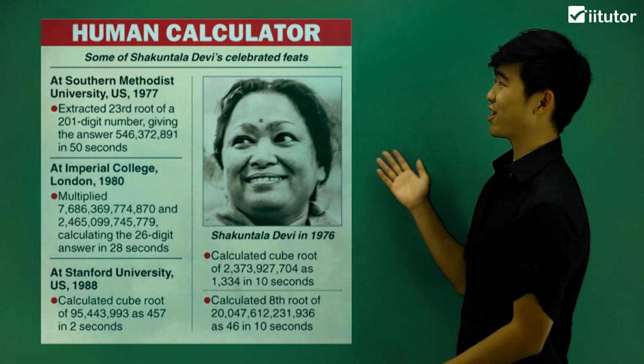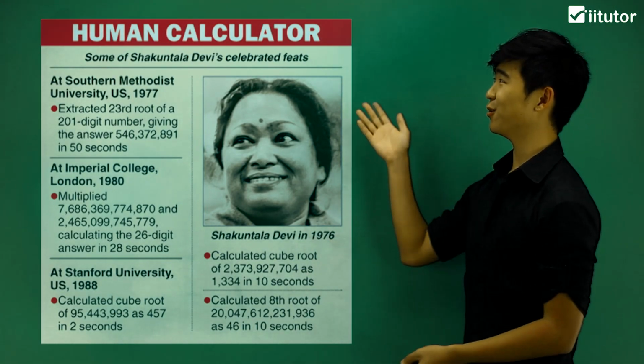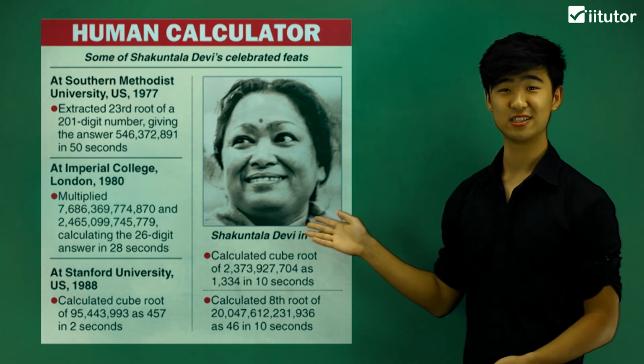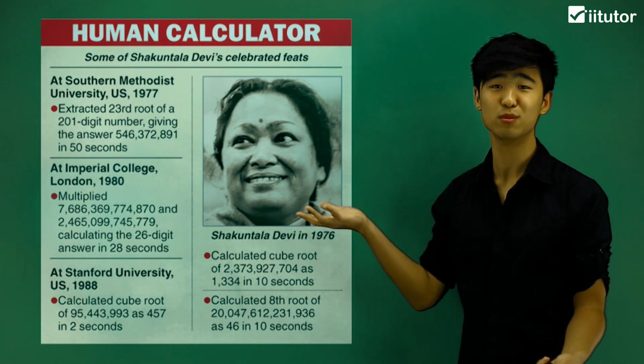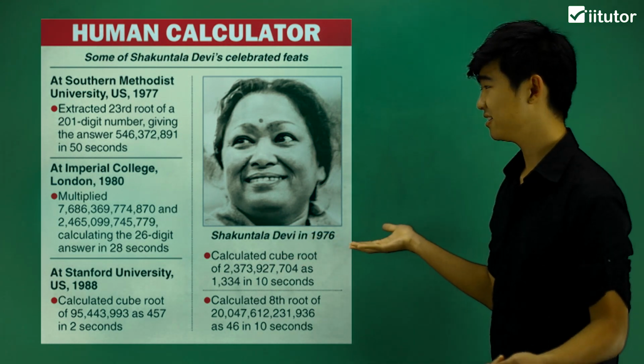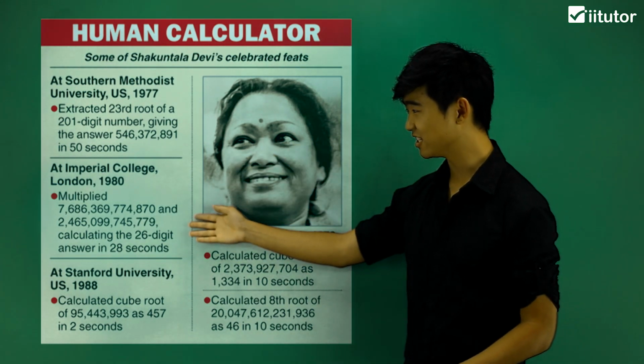Let's take a look at what we have here. We have something called the human calculator, which is this woman here who just somehow is able to calculate a bunch of numbers in her head, seemingly. Okay. Now let's just have a look at some of the things she's done.